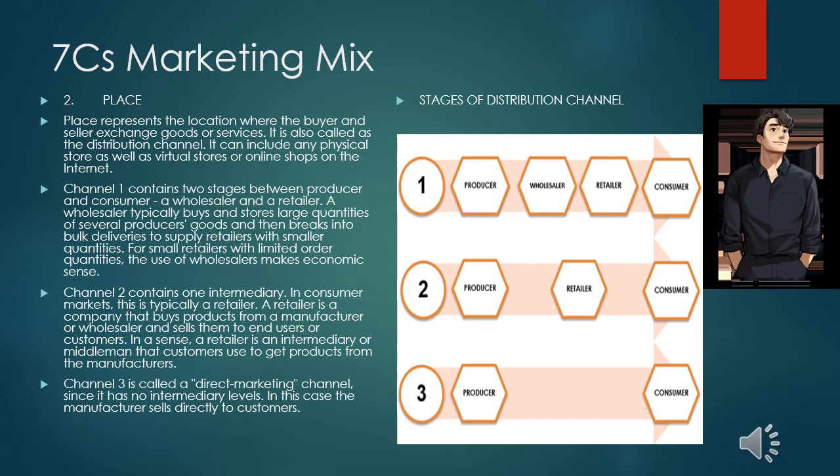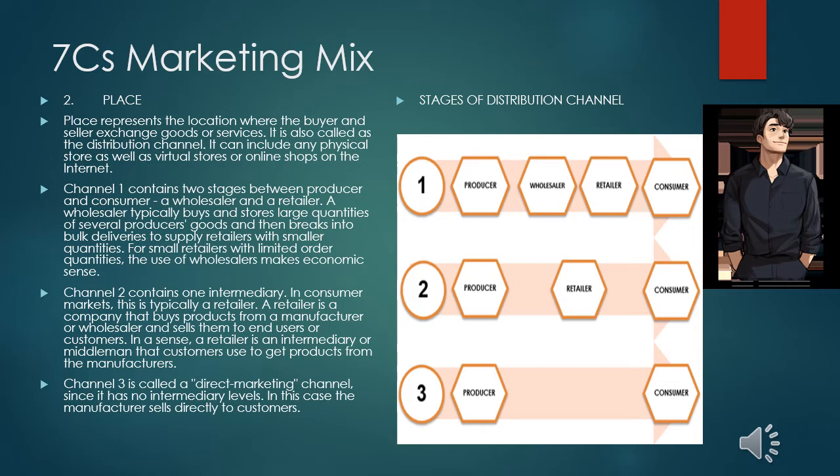Number 2 is the place. Place represents the location where the buyer and seller exchange goods or services. It is also called the distribution channel. It can include any physical store as well as virtual stores or online shops on the internet. Channel 1 contains 2 stages between producer and consumer, a wholesaler and a retailer. A wholesaler typically buys and stores large quantities of several producers' goods and then breaks them into bulk deliveries to supply retailers with small quantities. For small retailers with limited order quantities, the use of wholesalers makes economic sense.